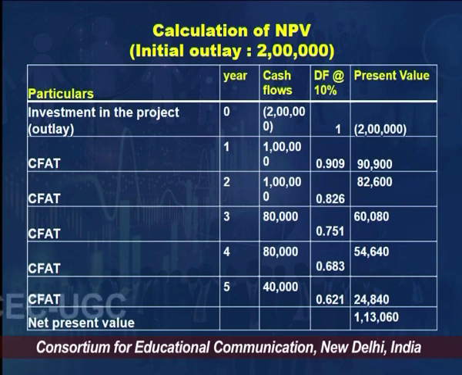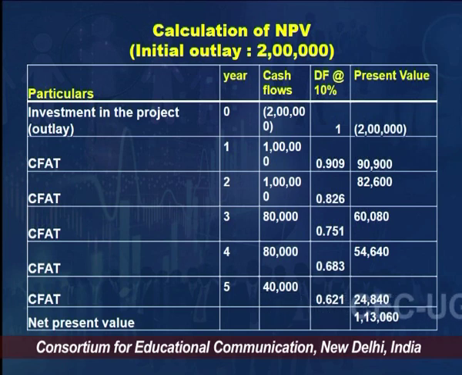Then CFAT for year 1 is 1 lakh, for year 2 is 1 lakh, and the discount factors we have been given, 0.909 and 0.826. We take them from the table and multiply the discount factor with the cash flows after tax for year 1 and year 2. So, we get the value of the cash flows after discounting them. The last column gives you the present value, 90,900 and 82,600.